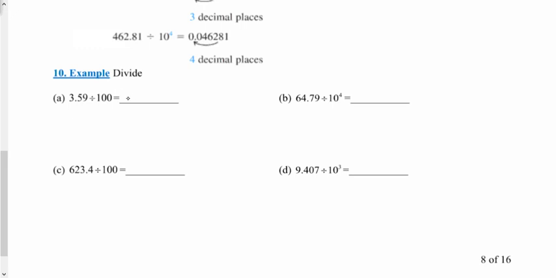We'll move this decimal 2 places so I get 0.0359. Over here, we're going to move it 4 places so I get 0.006479. Down here, I'm going to move it 2 places because I have 2 zeros, so we go whoosh, whoosh. I get 6.234. Okay, so just 2 places like that. And the last one, we're moving it 3 places, so 0.009407.